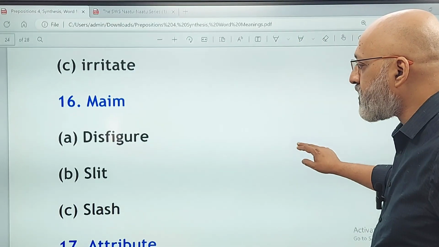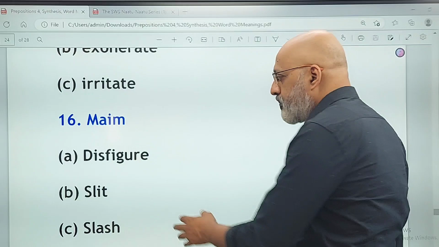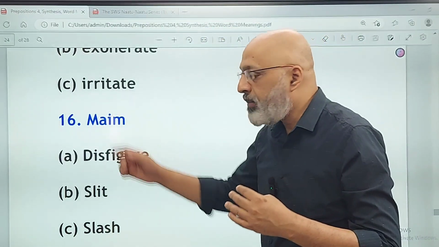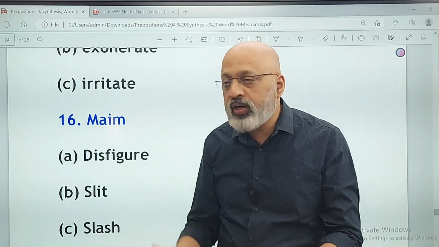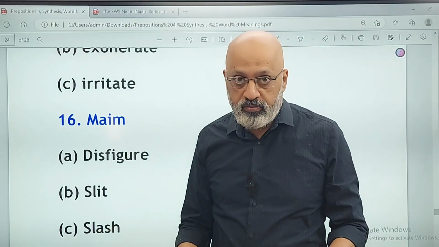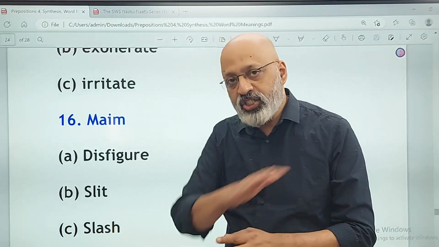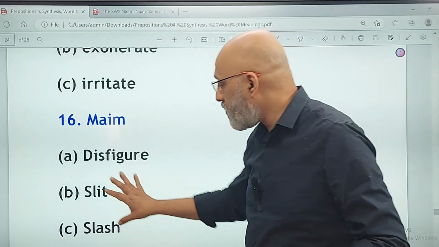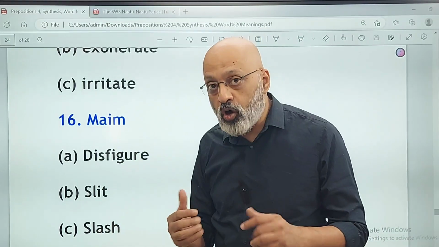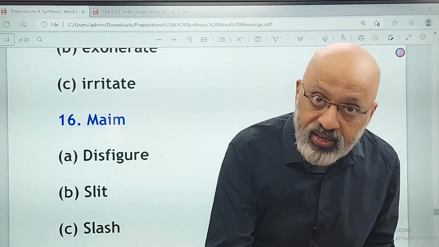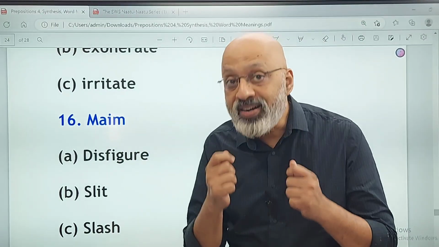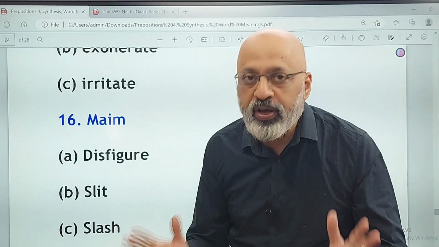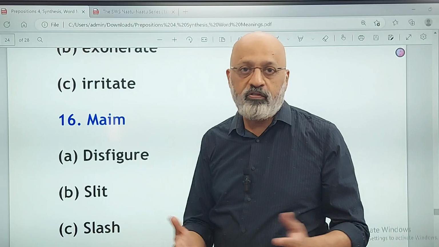Maim, disfigure, slit or slash. Slit तो like he slit his throat, right? So it is cutting. Maim का मतलब होता है when you cut off and disfigure a particular body, right? So disfigure is the right one. Slash is again some kind of the sword slashed against the person's chest, right? So slit and slash are also used in the sense of causing bodily harm, causing physical harm, but the closest to this is disfigure. When you've maimed a particular person's body, you're disfiguring the body, you cut off the hands, you cut off the limbs and stuff like that.